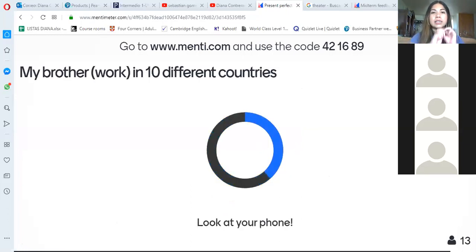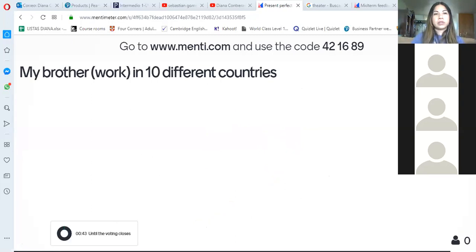Ahora ustedes van a escribir toda la respuesta. Desde my brother hasta country usando present perfect. Ah, aquí hay un error en mi presentación. Póngale 10 con letra. T-E-N. 10 con letra. Porque creo que no lo puse con número.